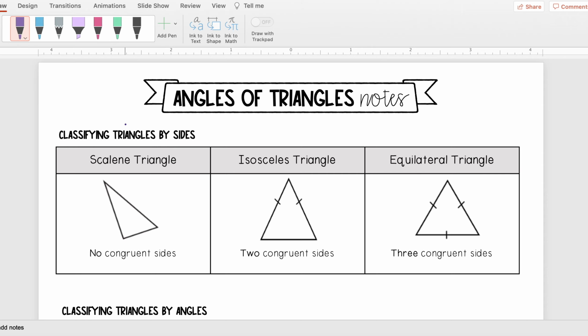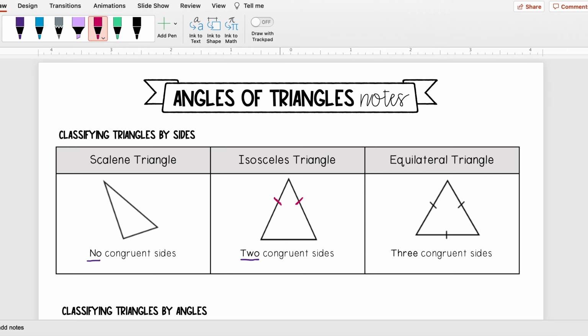So first we can classify triangles by sides. And we have three different types of triangles by sides. We have a scalene triangle, which is when you have no congruent sides. You have an isosceles triangle where you have two congruent sides. So for instance, in this triangle, these two sides are congruent, and I know that because of these tick marks. If you recall, these tick marks indicate that these sides are congruent to each other.